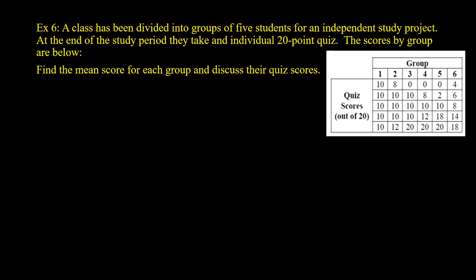Chapter 3, Example 6. A class has been divided into groups of 5 students for an independent study project. At the end of the study period, they take an individual 20-point quiz. The scores by group are below. Find the mean score for each group and discuss their quiz scores.